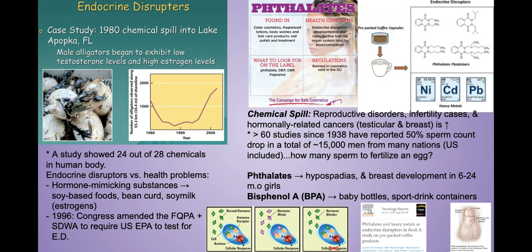I believe alligators have two penises, if I'm not mistaken. But anyway, they were not able to reproduce because their penises were non-functional, and they did not have enough testosterone. They have to battle with each other for females to reproduce, but they didn't have that. So there was a big effect because there was not a lot of reproduction happening, and the whole population went down after that chemical spill.